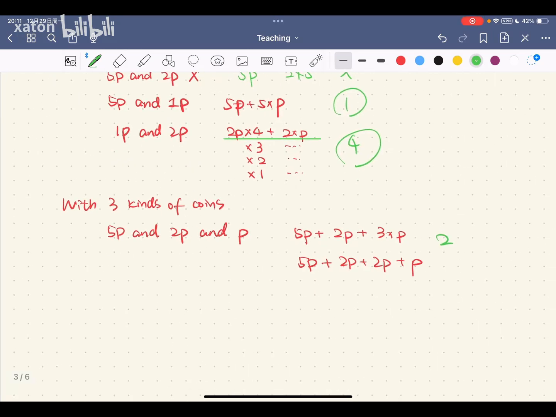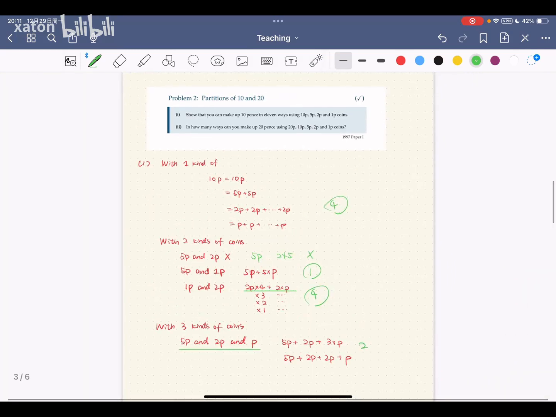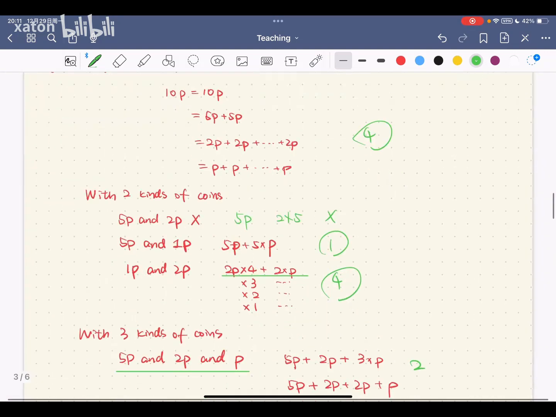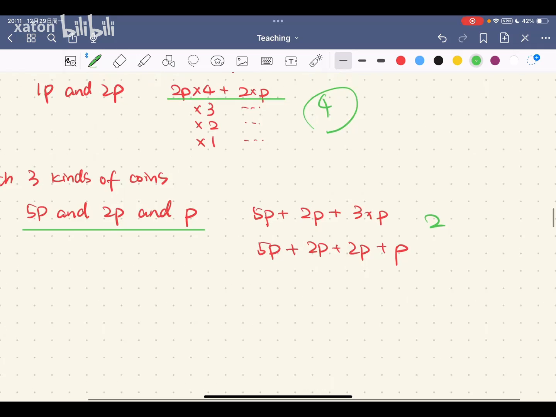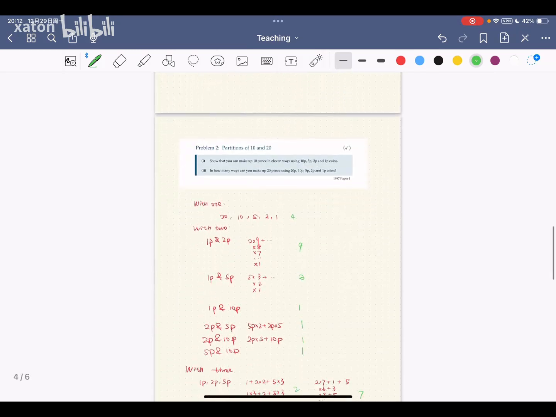And with 3 kinds of coins, the only possibility is we use 5 pence, 2 pence, and 1 penny. We cannot use anything that includes 10 pence because it's just impossible. So the only way should be 5 plus 2 plus 3, or 5 plus 2 plus 2 plus 1. Only 2 ways. So in total it's 4 plus 1 plus 4 plus 2. That is 11.